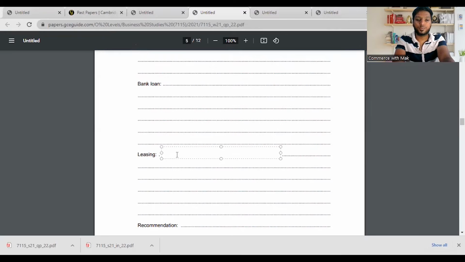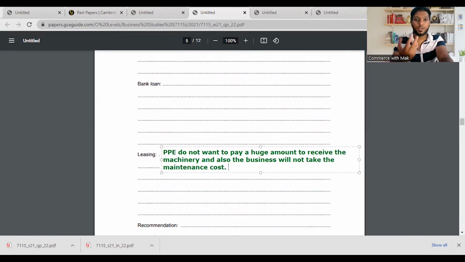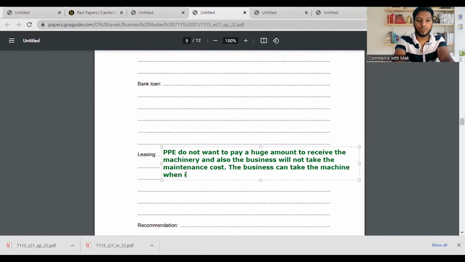Okay, so I will write here, the business or the PPE does not want to pay an upfront, huge amount to receive the machinery, and also the business will not take any maintenance cost. The business will not spend a lot of money. That's a good thing. They don't want to keep the machine always. The business can take the machine when it is in need.